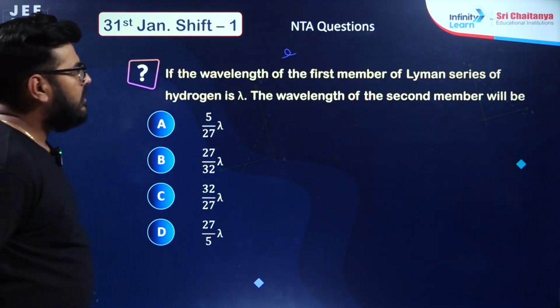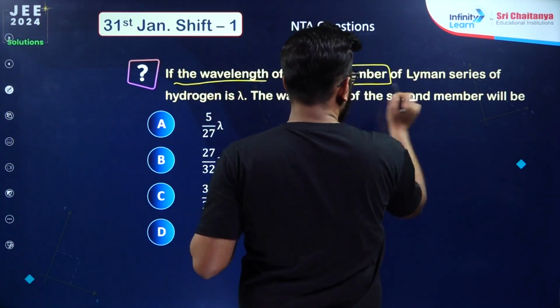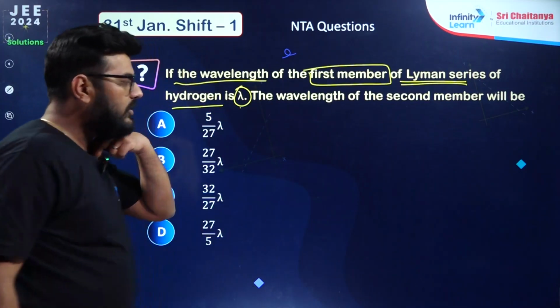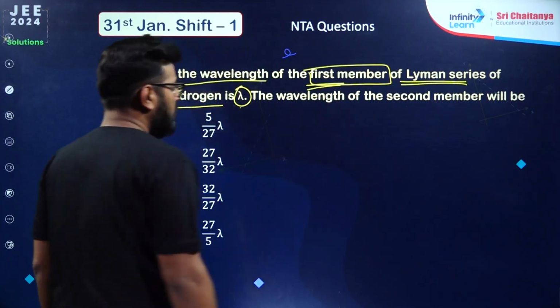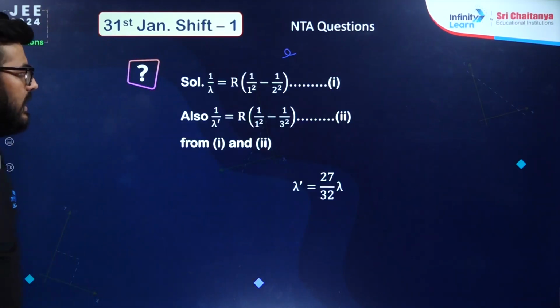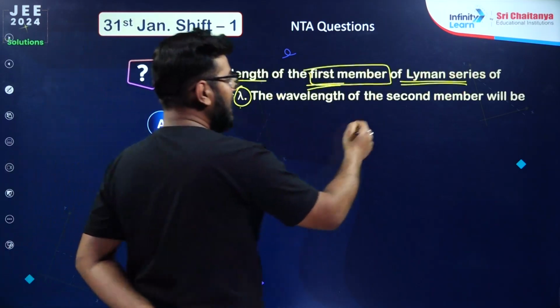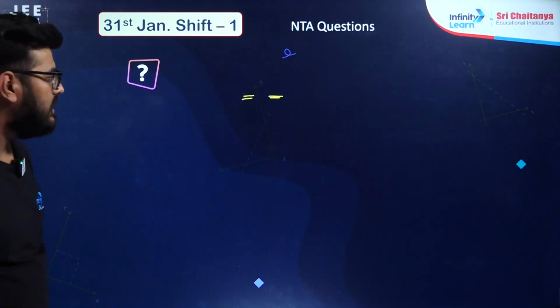Moving ahead, if the wavelength of the first member of Lyman series of hydrogen is lambda, the wavelength of the second member will be, if the wavelength of the first member of Lyman series. So first member of the Lyman series is basically from n is equal to 2 to n is equal to 1. The wavelength of the second member will be, okay, they are asking the wavelength of the second member. If wavelength of first one they have represented as lambda.